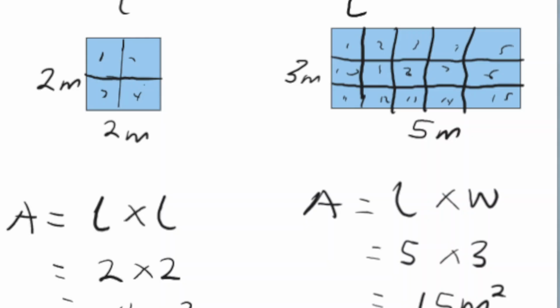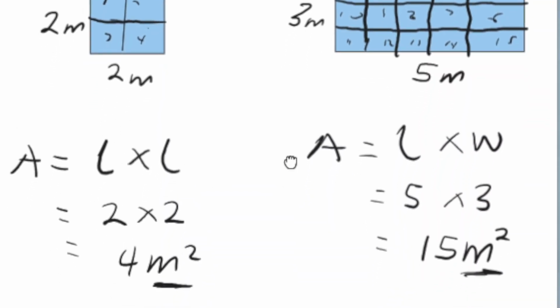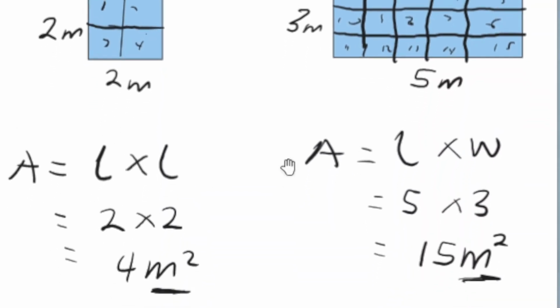So with this one, we can conclude and say that the area for a rectangle is length times width, and the area for a square is length times length. Let's see more examples here.